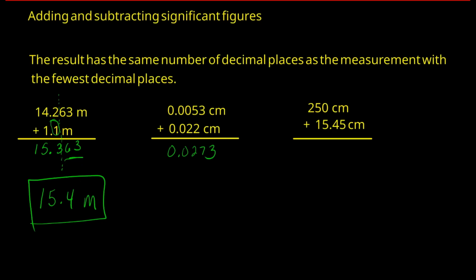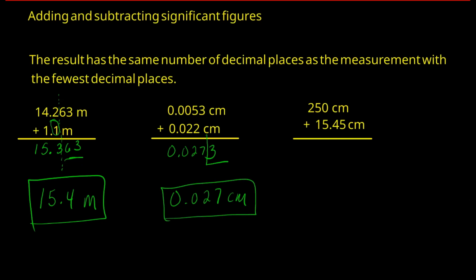Okay. This one has 3 decimal places, so 1, 2, 3. I need to round it off here. All right. So since this is less than 5, it'll be 0.027 centimeters will be the answer.